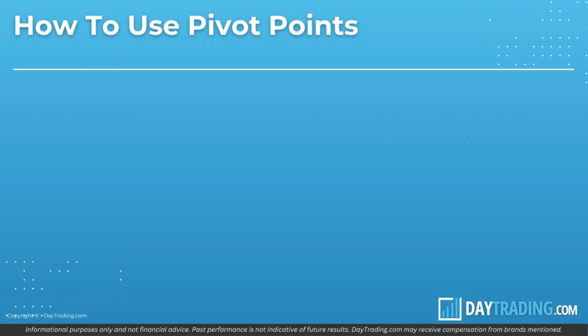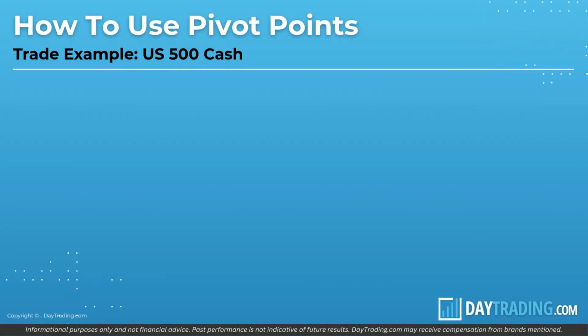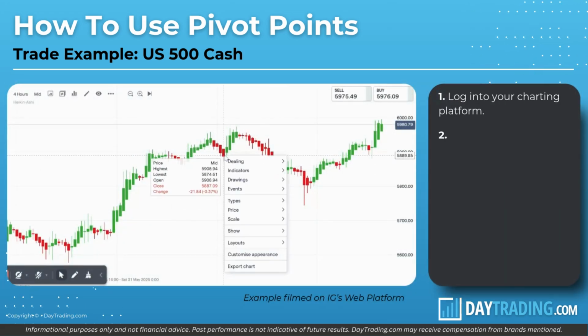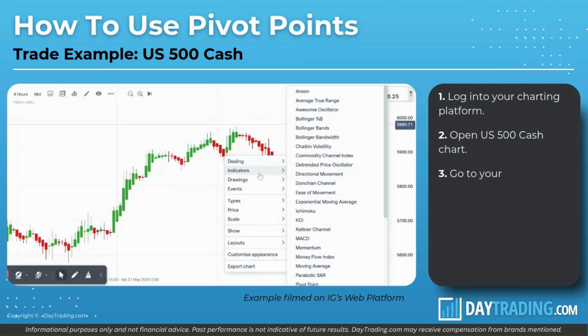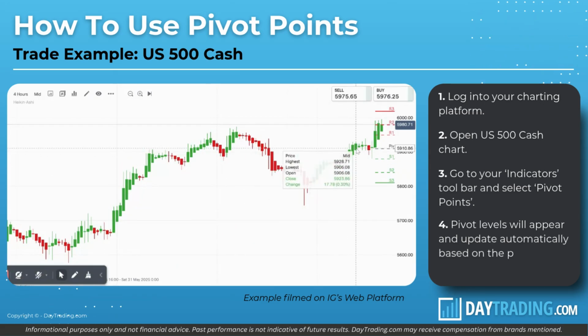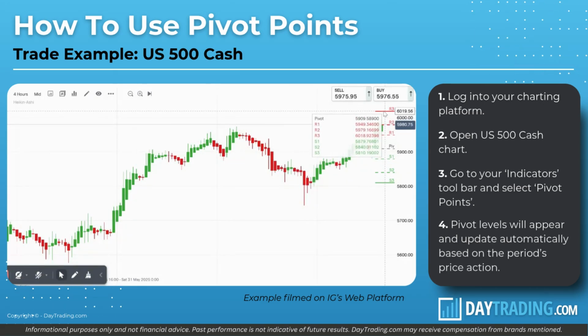Let's take a look at pivot points in action. For this illustration, we've chosen the US 500 cash. Log into your charting platform and open the chart. Next, head to your indicators toolbar and select pivot points. These are your pivot levels and they update automatically based on the previous period's price action.